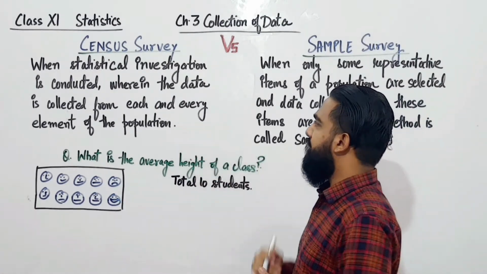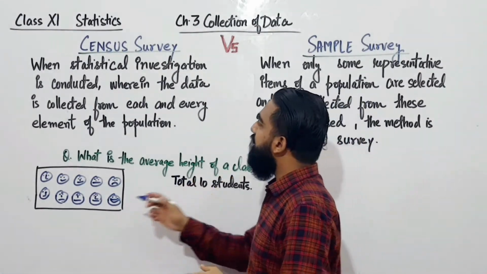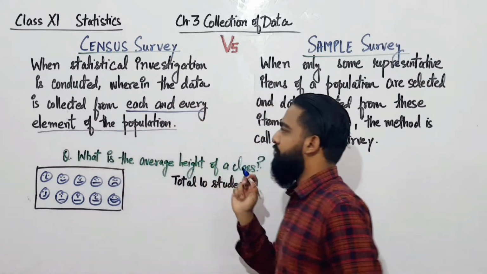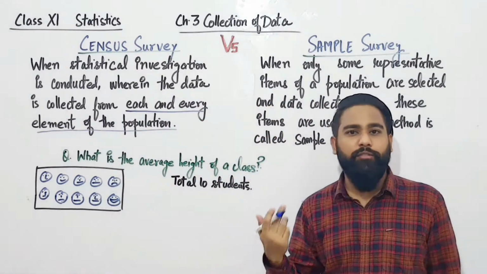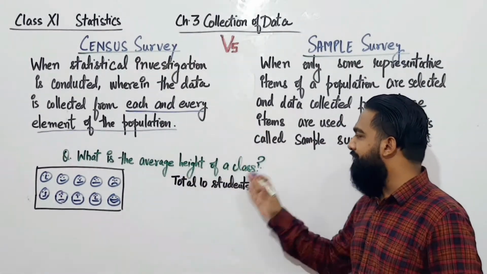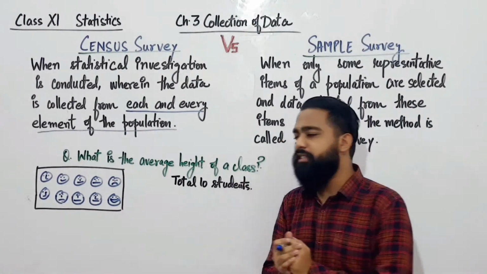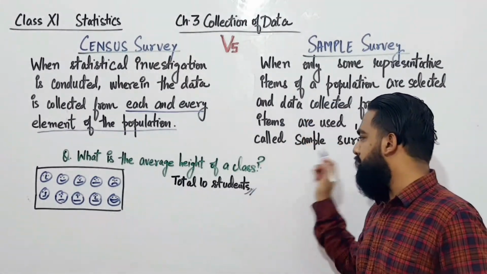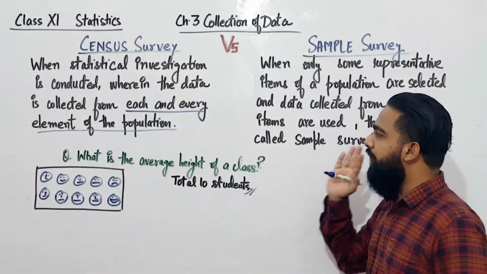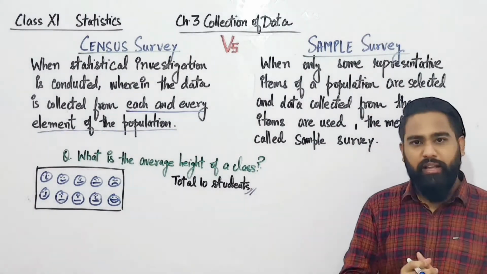Now, census survey. When a statistical investigation is conducted wherein the data is collected from each and every element of the population. Now, what is each and every element of the population? Suppose I need to conduct an investigation of what is the average height of class 11C. And suppose there are a total of 10 students in the class. These are the 10 students, and I need to know the average height of the 11C class.